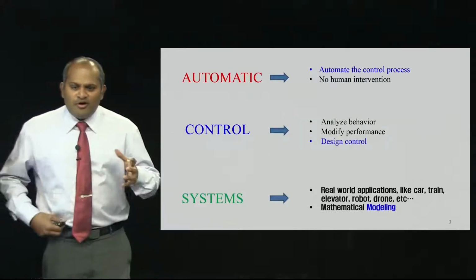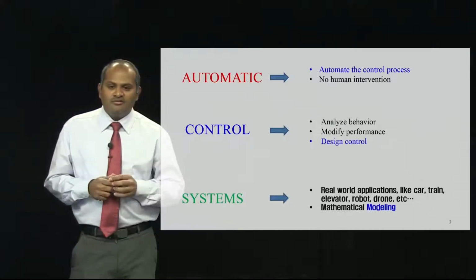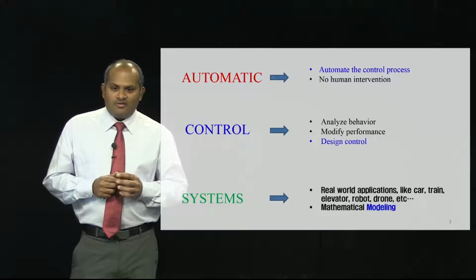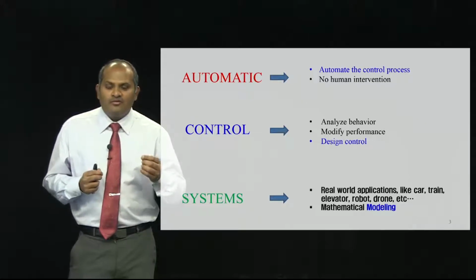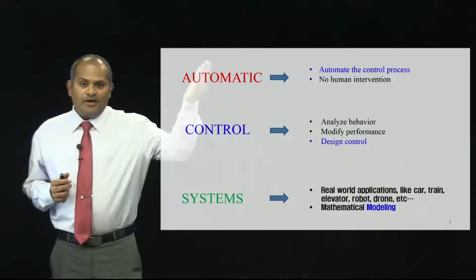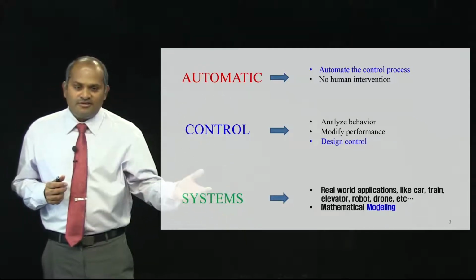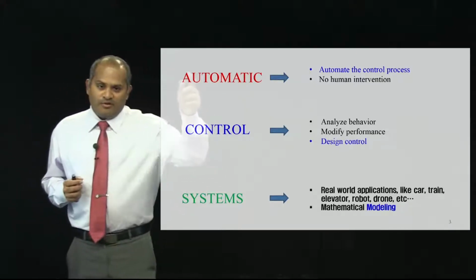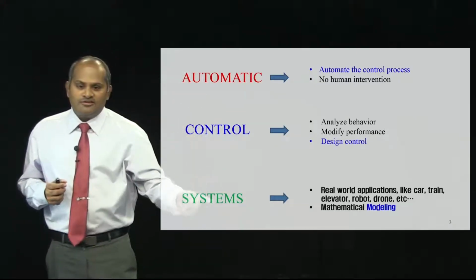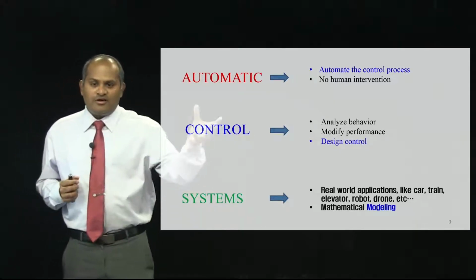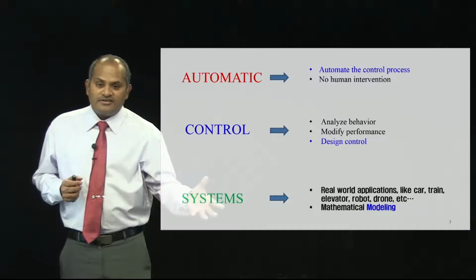So, before we go into the lecture, I would like to explain to you what automatic control systems is. So, what is it that you can learn from this lecture? If you look at the name, automatic control systems, you have three terms. We have automatic, we have control, we have systems. In fact, these are three different aspects in this course.